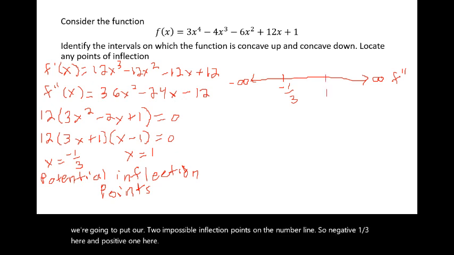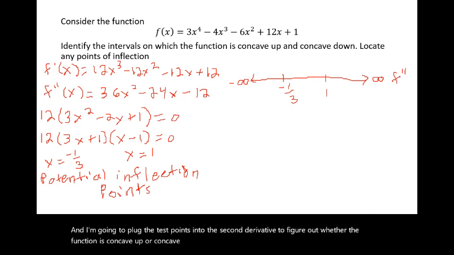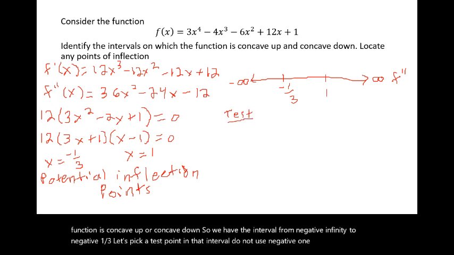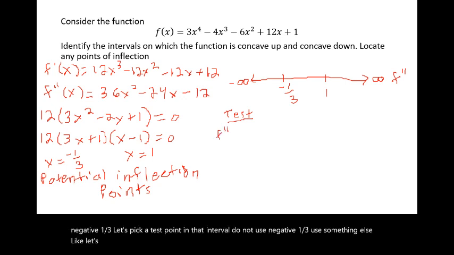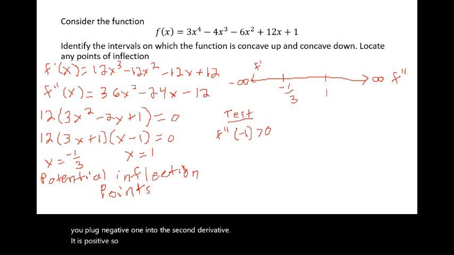I'm going to pick test points in each of these intervals and plug them into the second derivative to figure out whether the function is concave up or concave down. For the interval from negative infinity to negative 1/3, let's pick a test point in that interval. Do not use negative 1/3. Use something else, like negative 1. When you plug negative 1 into the second derivative, it is positive. So the second derivatives are all positive on this interval.